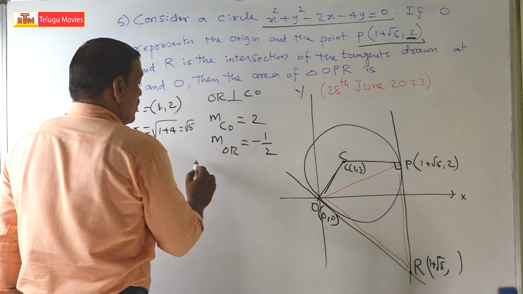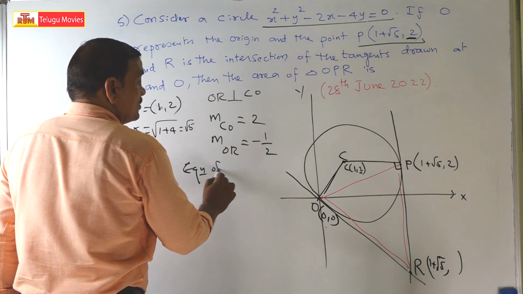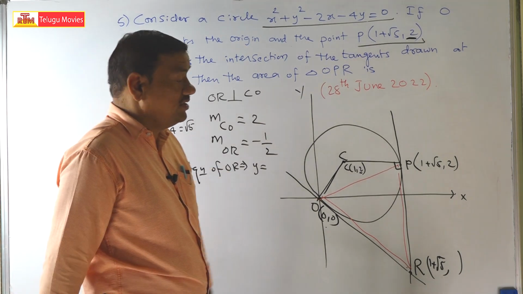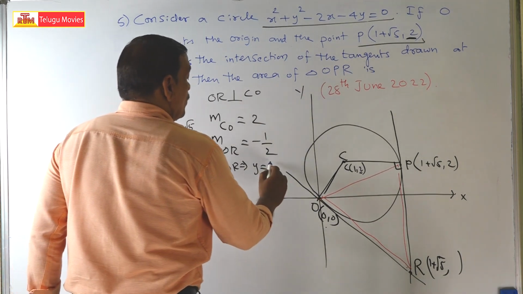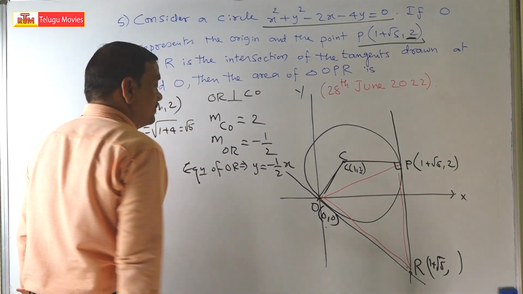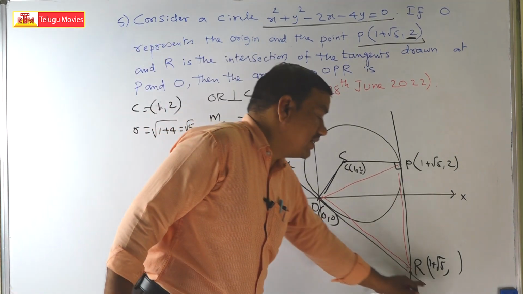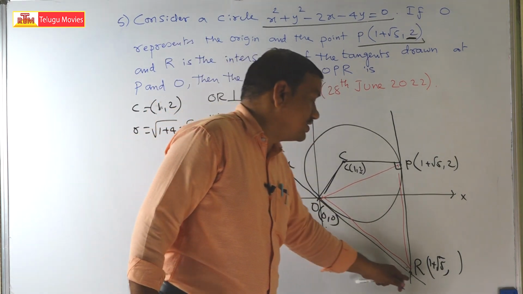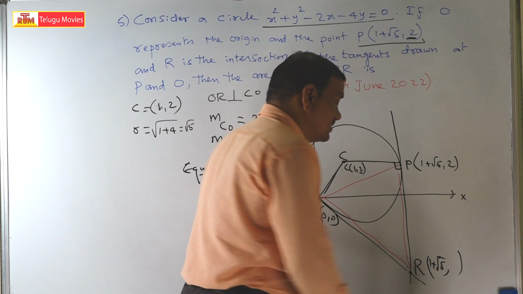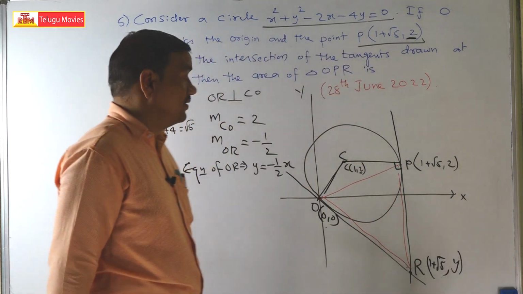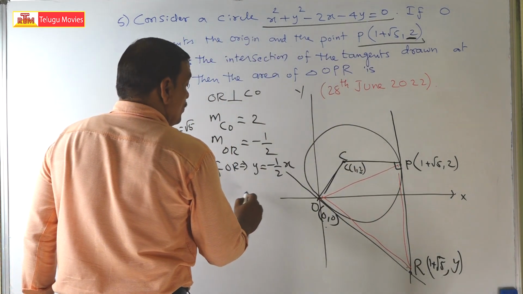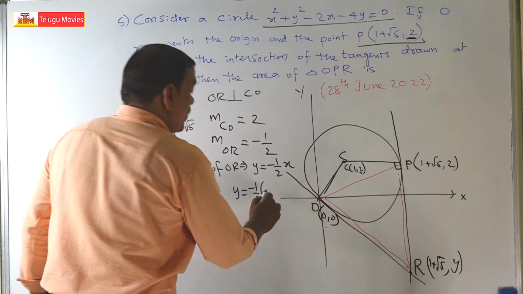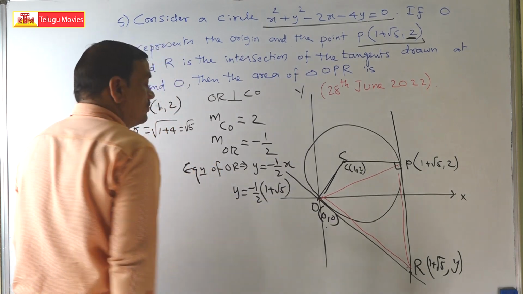What is the equation of OR? That is y is equal to mx, since it is passing through the origin. So this is y is equal to 1 by 2 x, with the slope being minus 1 by 2. Okay, now I got the equation of the line OR. Therefore OR is passing through 1 plus root 5 comma some y, we don't know y. Therefore your y value is equal to minus 1 by 2 into what is your x here? 1 plus root 5. Understand?